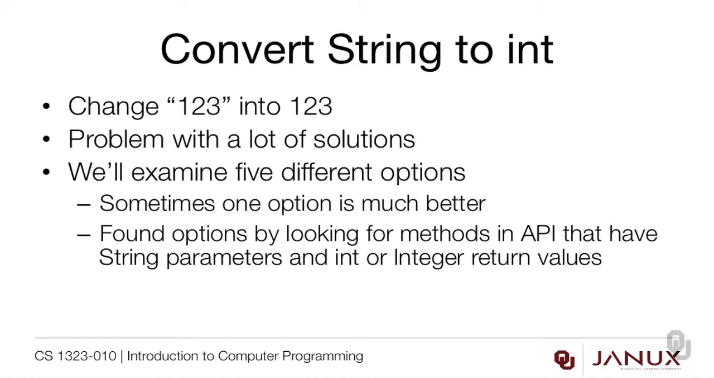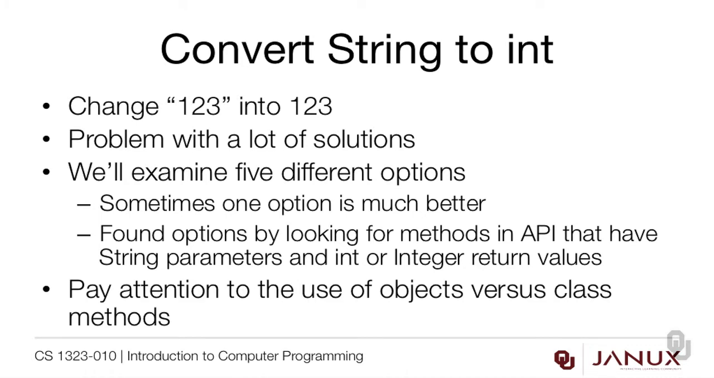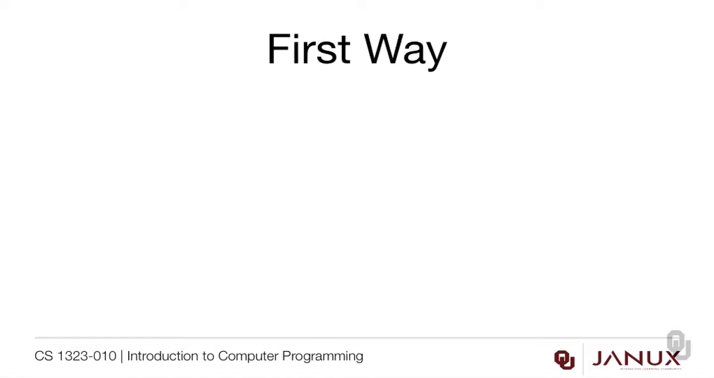Now, the way that I found the options here was by looking for methods in the API that have string parameters and int or integer return values. So that's where I got started. Pay attention to the use of objects versus class methods, because that will make it much easier for you to understand what's going on. Remember that class methods have static in their signature.